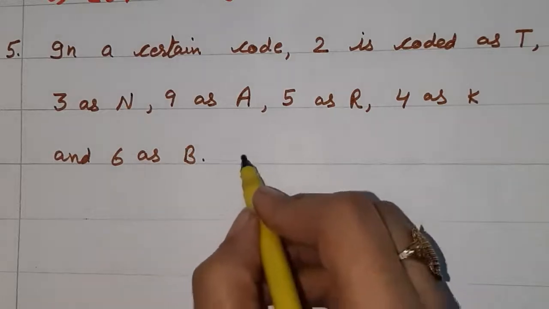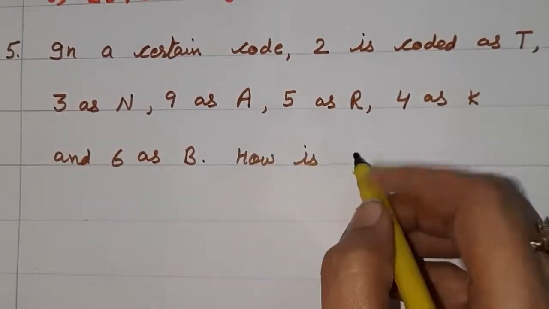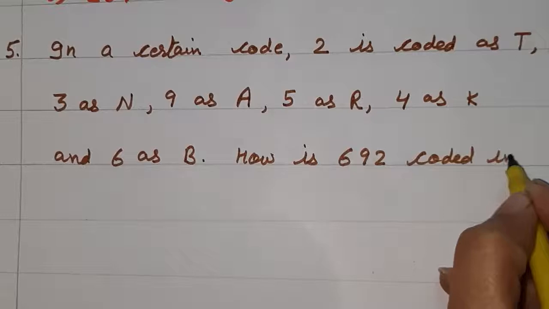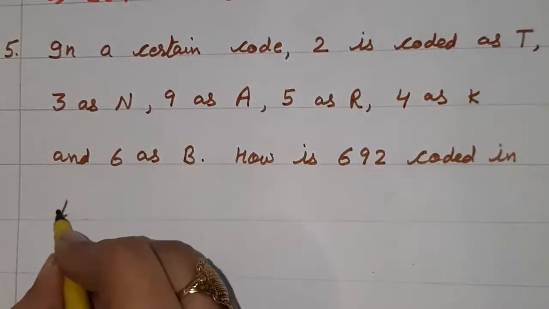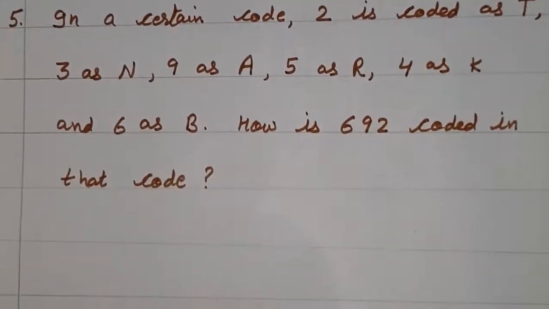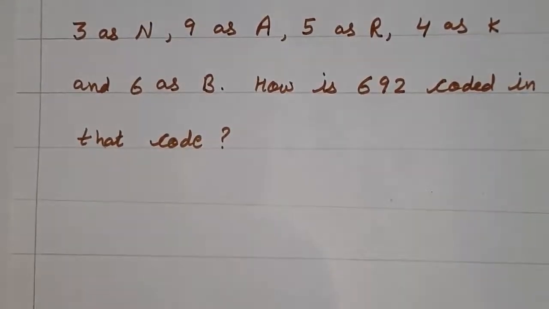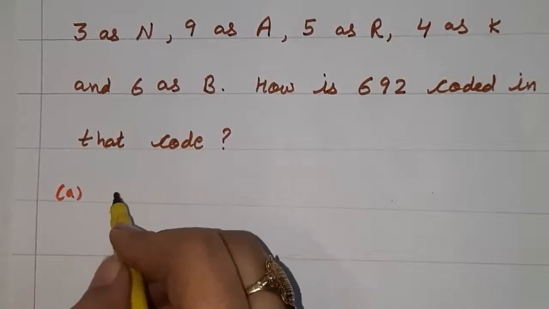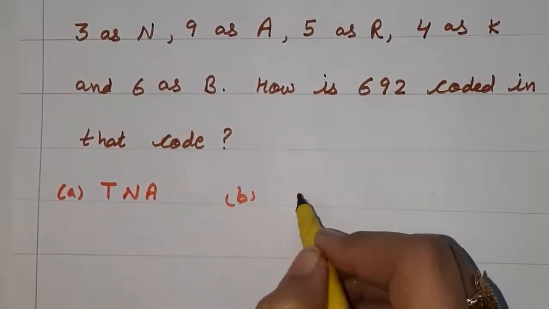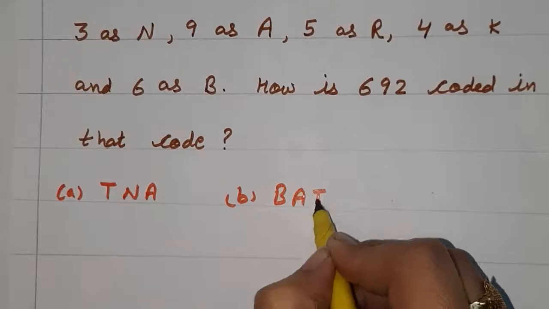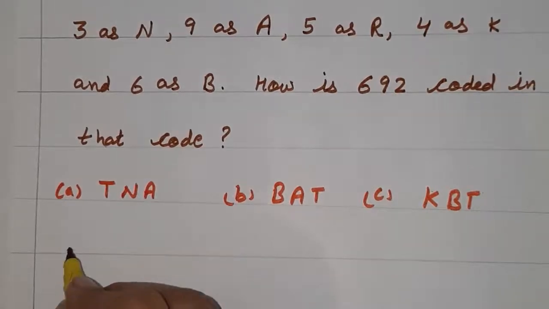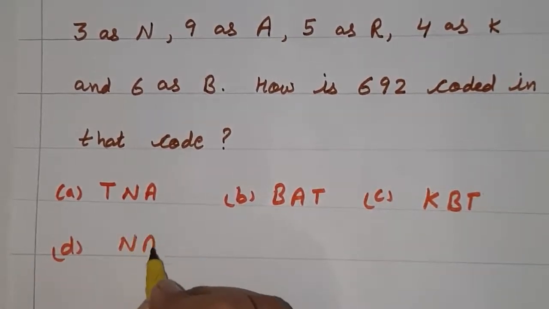Okay. How is 692 coded in that code? Now your options are A option is TNA, B option is BAT, option C is KBT and option D NAR.